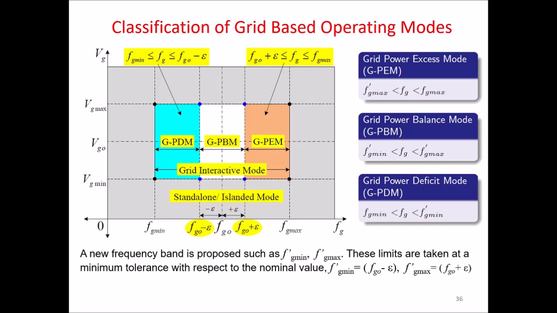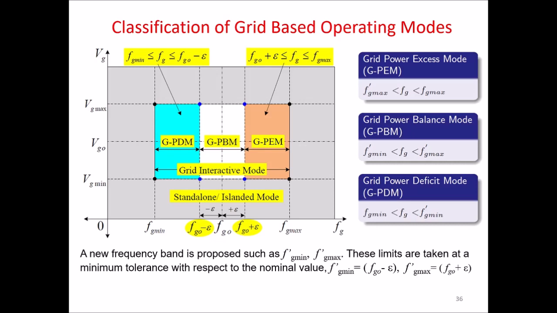Clear? Now, standalone mode and grid interactive mode, what is the main difference functionality wise? The main difference is that in a grid interactive mode, the voltage source converter is always in a current control mode. In case of the standalone mode, the voltage source inverter has to act in a voltage control mode.